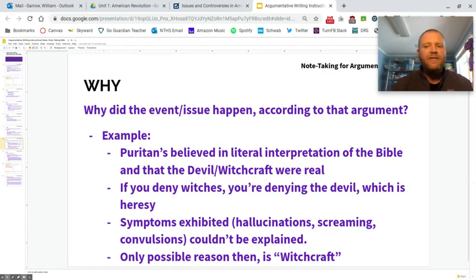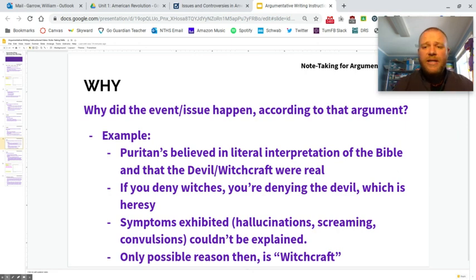Why is kind of a broad part. Okay? It's a broad area. You're basically going to tell us why do you think the event or issue happened according to their argument, right? So if you believe that it was legitimate and people really thought they were witches and killed them because of their true belief in witchcraft, put them on trial, killed them, and they were doing what they thought was right and they had the best intentions in their heart, then you're going to tell us why they believe that, okay?